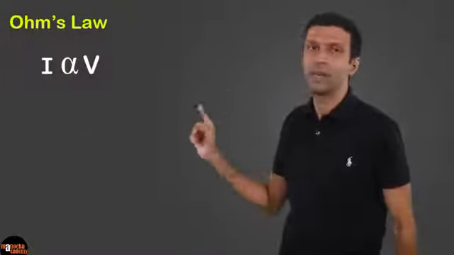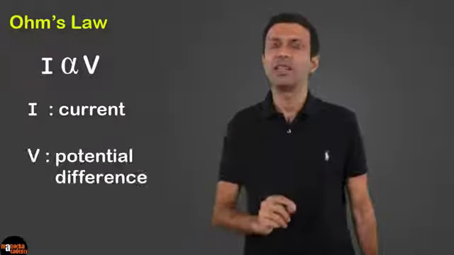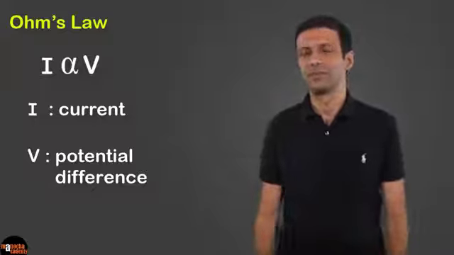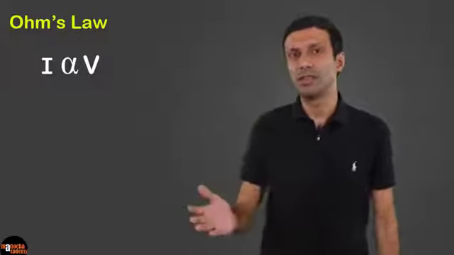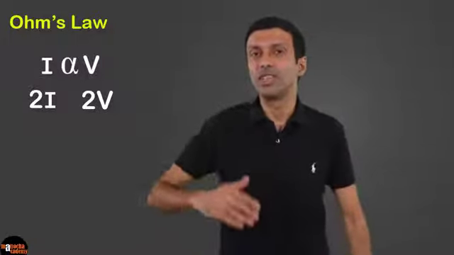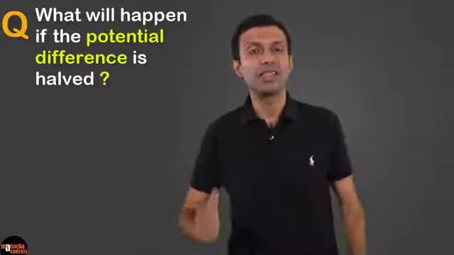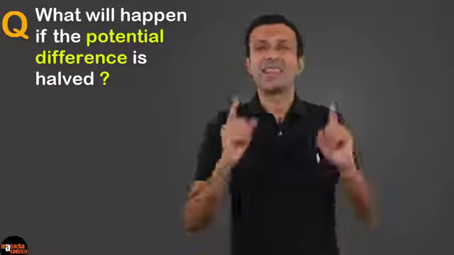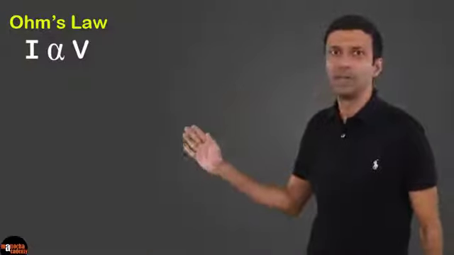I is directly proportional to V, where I is the current and V is the potential difference. A directly proportional relation means that if the potential difference is doubled, then the current will also get doubled. If the potential difference is tripled, then the current will also get tripled. Similarly, what will happen if the potential difference is halved? That's right, the current will also get halved. So I is directly proportional to V.